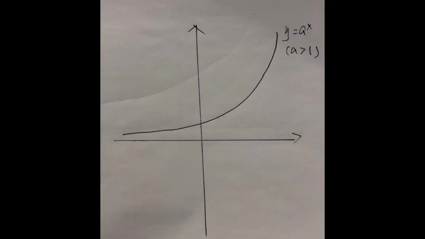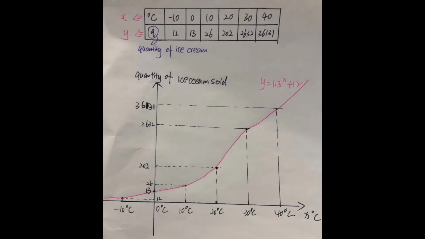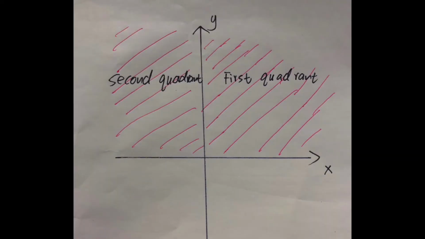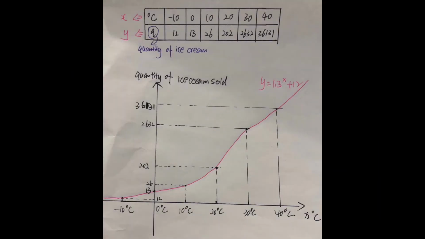We will now conceptually explain the mathematical model of exponential functions. Firstly, we can use the increasing exponential function y equals a to the power of x, assuming a greater than 1, to analyze the relationship between temperature and the amount of ice cream sold. In this example, we can consider both the first and second quadrant, as temperature can be negative in the winter.